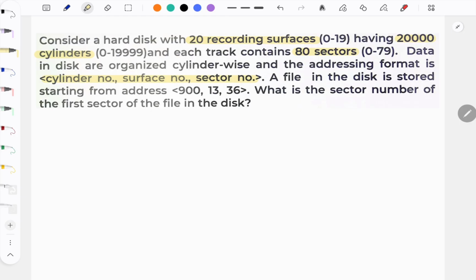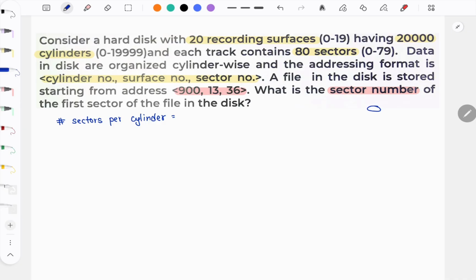Now a file in the disk is stored starting from this address. This is the address from where the storage of this file has started. We have to find out the sector number of the first sector of the file in the disk. So we will note down what we need: the number of sectors per cylinder.